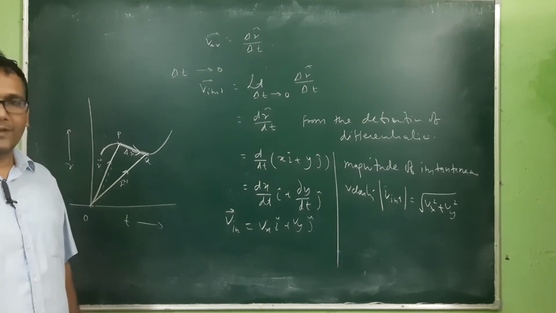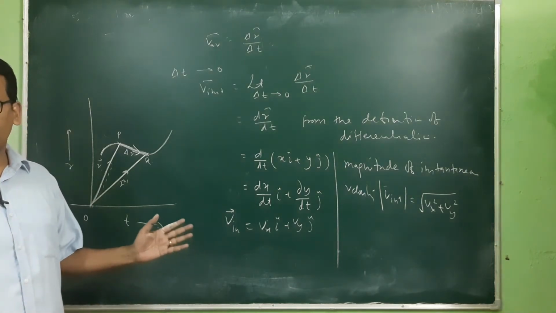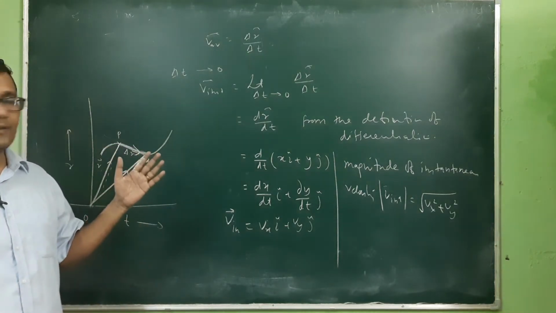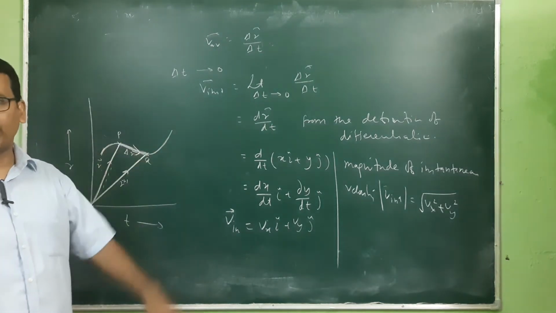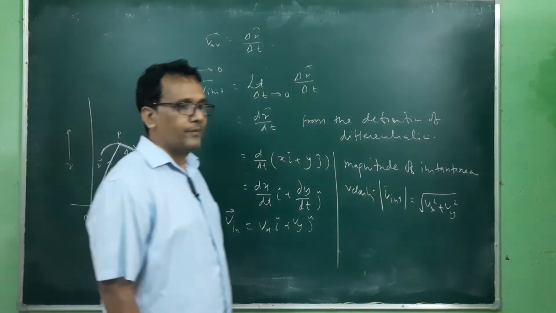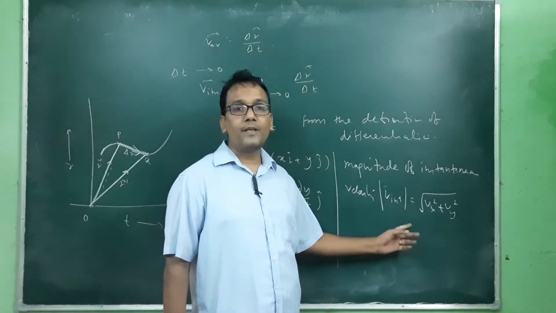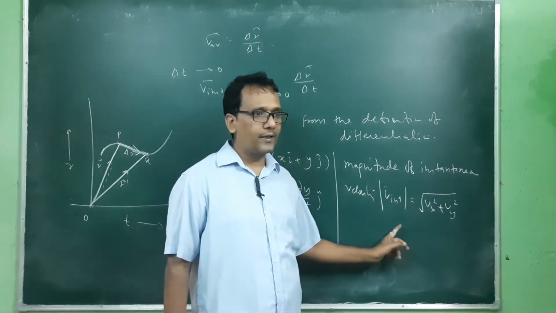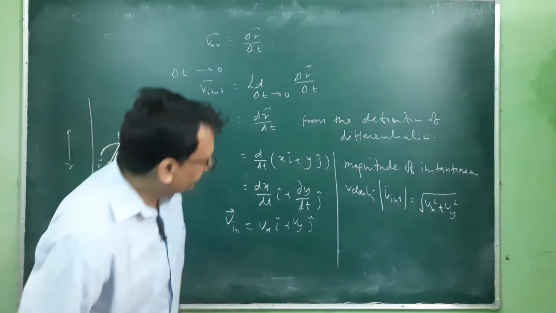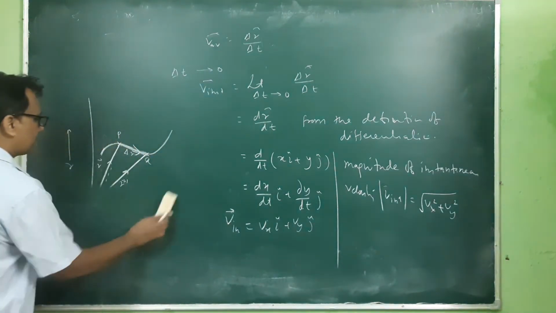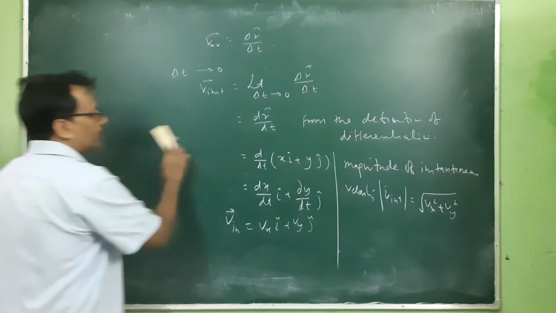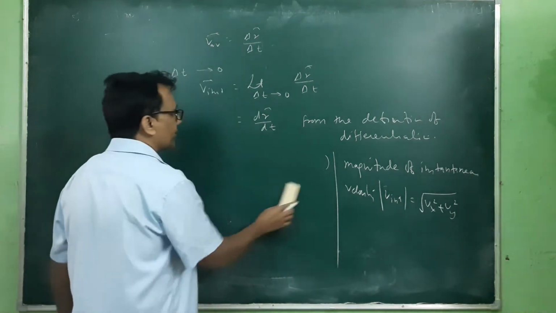Now what about the direction? Earlier we also talked about direction: the direction of instantaneous velocity will be along the direction of delta r. But if we want to calculate the direction of this instantaneous velocity, then let us think about the graphical representation of this velocity.